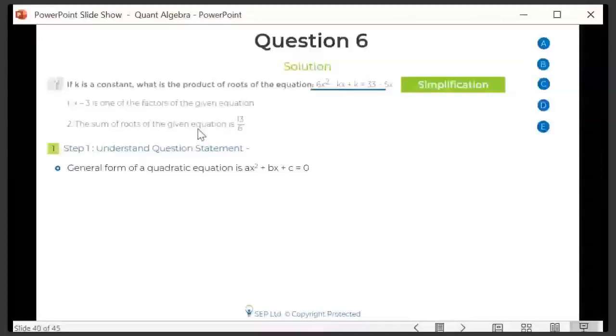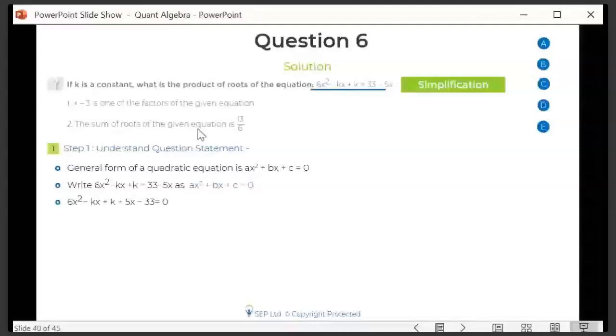Not only for this question, but anywhere you see an x square and some expressions with variables, try to make it in this form. Okay, now how can you do it? Well, the first thing that you need to do is bring all the terms to one side. Bring everything to one side like this: 6x squared minus kx plus k plus 5x minus 33.